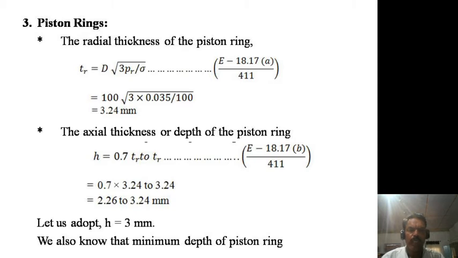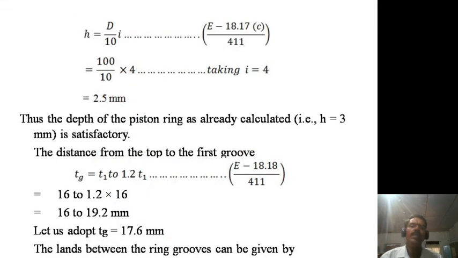We also know the minimum depth of the piston ring. Next step, small h is equal to capital D divided by 10 into i, where i is nothing but the number of grooves, that is 4. Therefore 100 divided by 10 into 4. Assuming i is equal to 4 and substituting it here, by simplifying you will get h value, that is 2.5 mm. Thus the depth of the piston ring as already calculated, h is equal to 3 mm, is satisfactory.